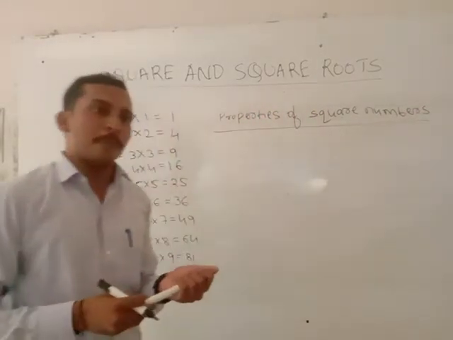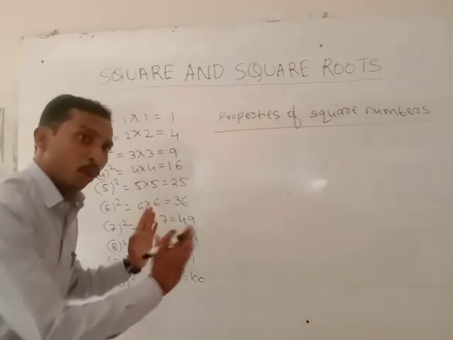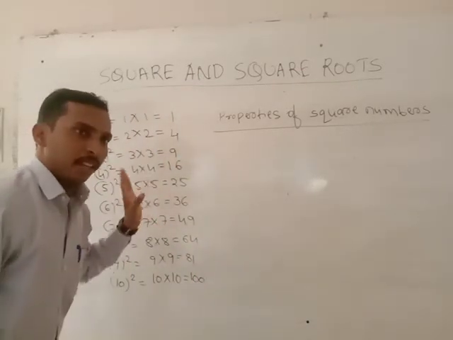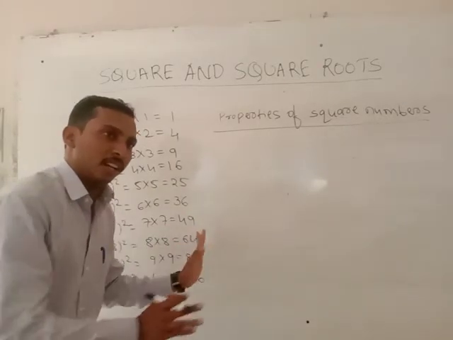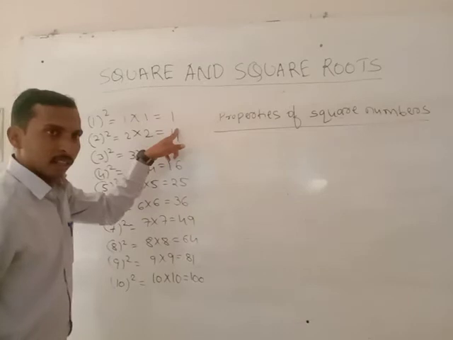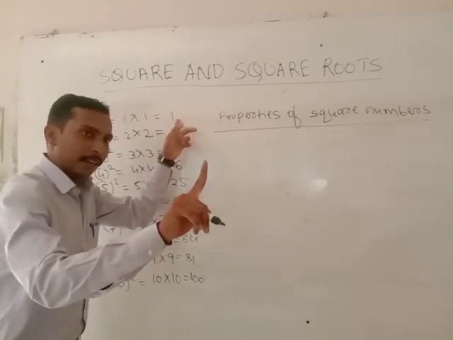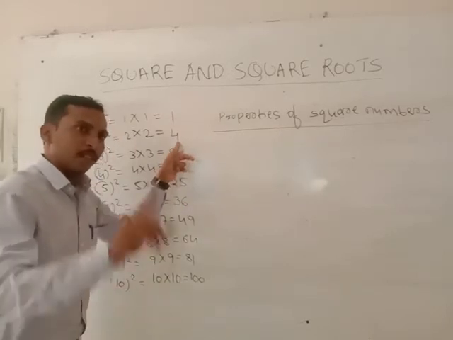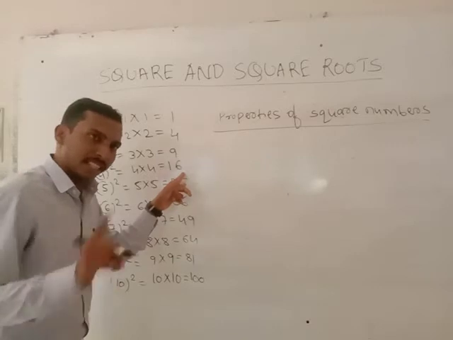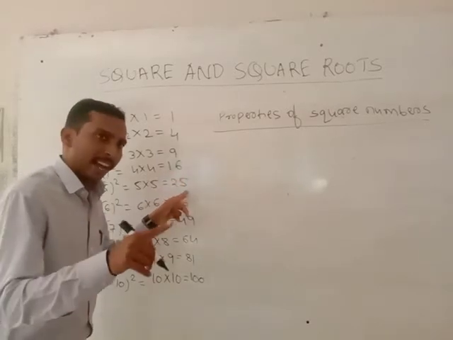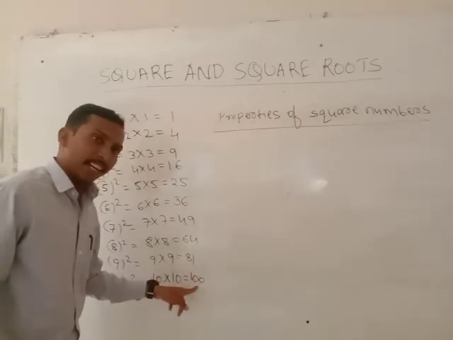So what are the properties of square numbers? Look here. What do you observe in the square numbers? You know about the places: unit place, tens place, hundreds place and so on. Look here, 1. Only one digit is there, so in the unit place what is there? 1. And in the unit place, it is 4. And in the unit place, it is 9. In the unit place, 6. In the unit place, 5, 6, 9, 4, 1 and double 0.